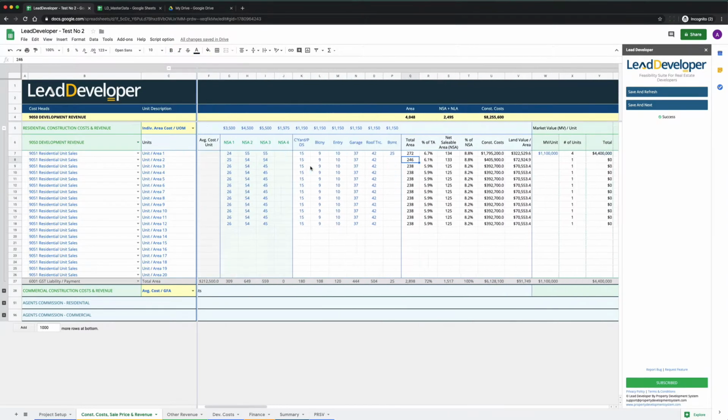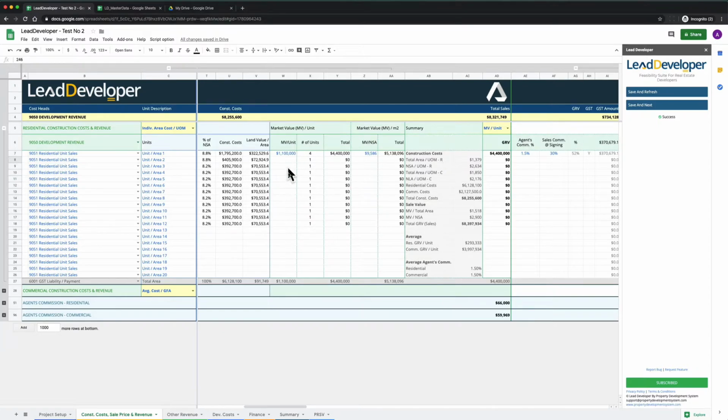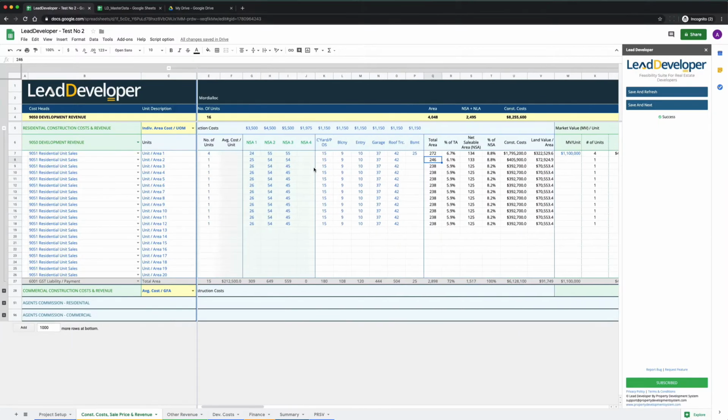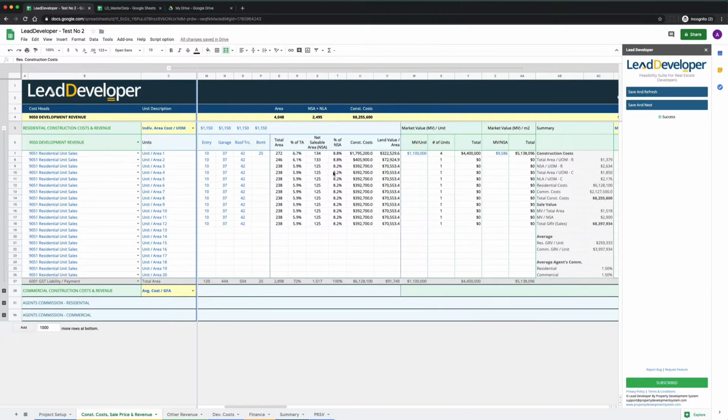So let's look at the market value of these things. Now we are here, and this is the market value over here. Again, we have two different methods to calculate the value of the unit that we are going to develop. One of them is an average market value per unit, which is very similar to what we did over here with the average cost of construction per unit. So you can use that.